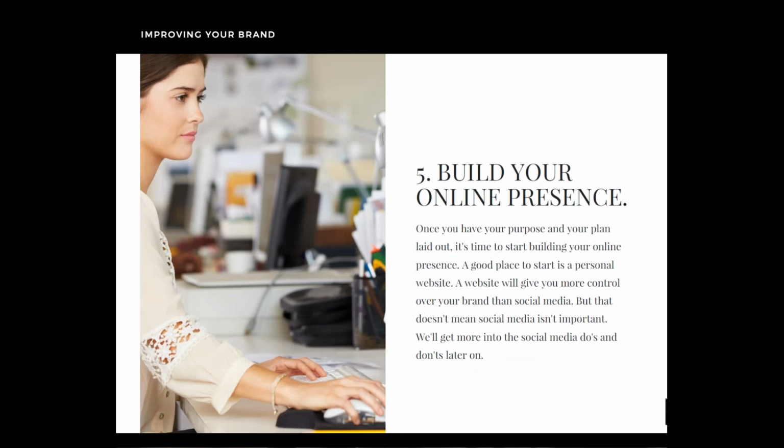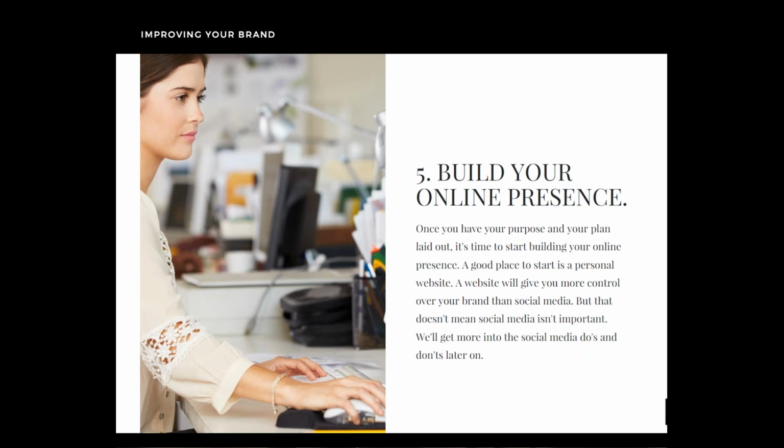Next is to build your online presence. Once you have your purpose and your plan laid out, it's really time to start building your online presence. A really good place to start is a personal website. It's going to give you a lot more control over your brand than social media. Not that social media isn't important, and we'll get into those later, but a website allows you to have that solid, almost home base for you and your brand.